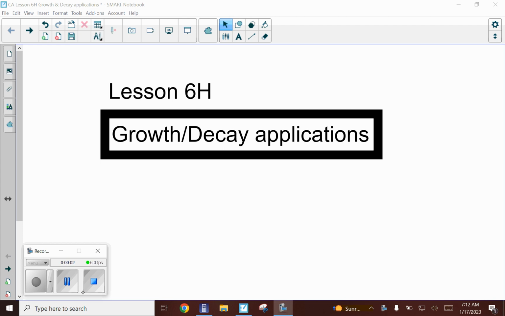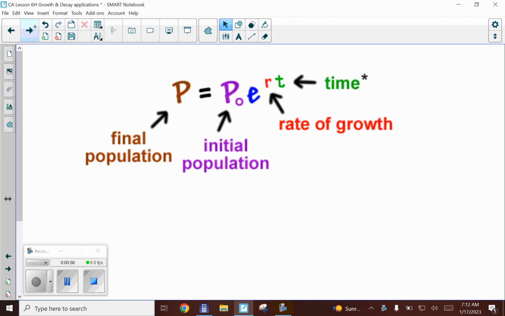So earlier we talked about exponential growth and exponential decay. So now what we're going to do is talk about some application problems. In order to do these problems, you have to know the basic formula. The left side is your final population or a final amount. The P sub 0, or P naught, is the initial population or the initial amount. And then R is the rate. The rate is always the percent, and then T is your time.